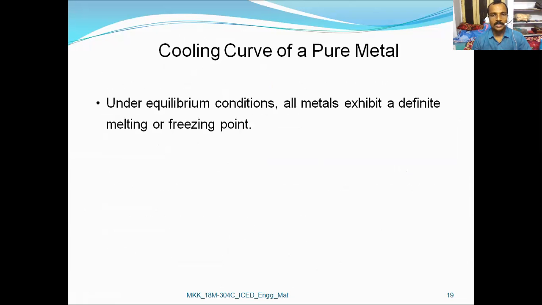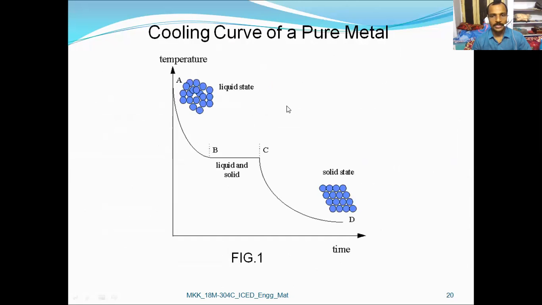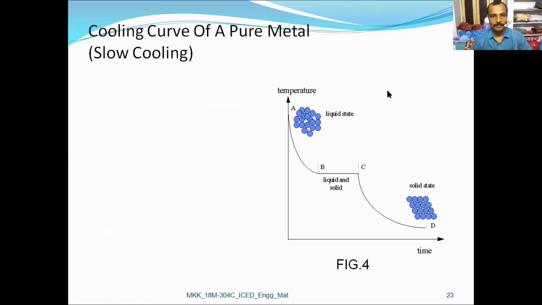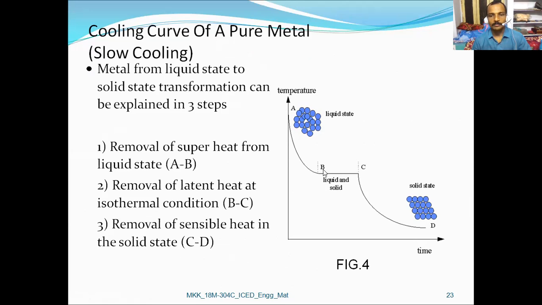So the cooling curve of a pure metal was also discussed. Here, from A to B, it is given by three steps: A to B, superheat is released or removed; B to C, latent heat is removed; and C to D, sensible heat is removed. So whenever we remove these three heats, it is solidified.